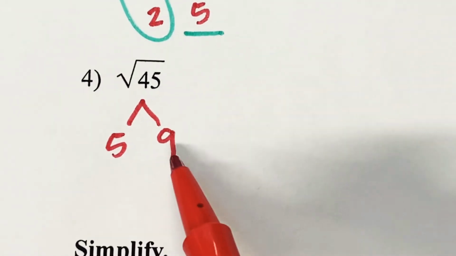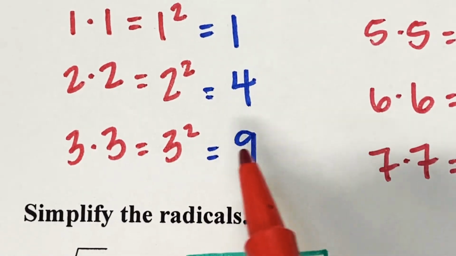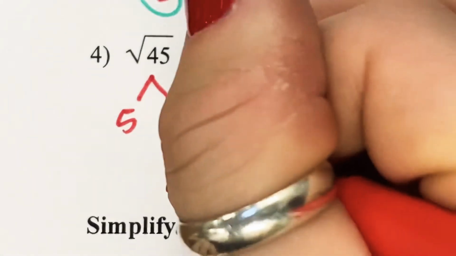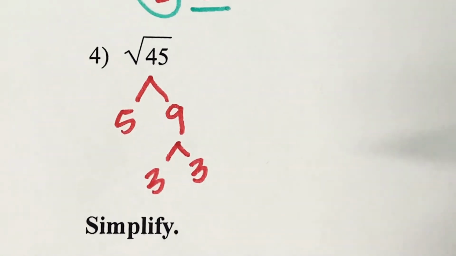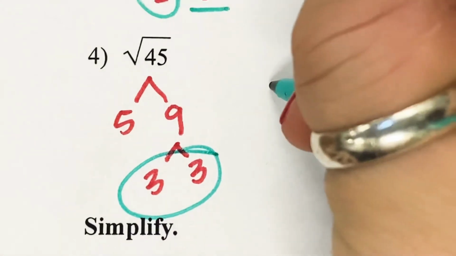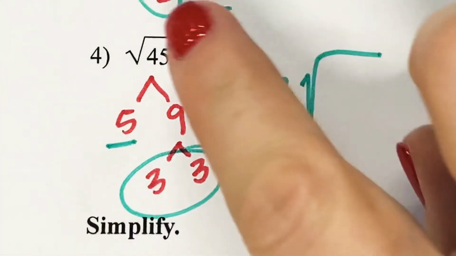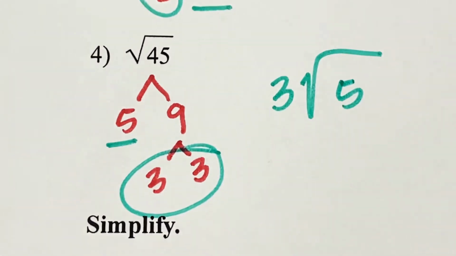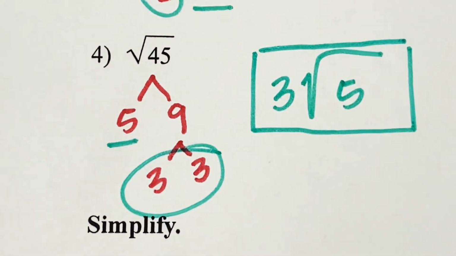And I love 9 because if you look back up at our list, 9 is one of these awesome numbers that gives us an automatic pair that can leave. So in other words, I can break 9 down to 3 and a 3. And what is my number that can pair up and leave? My 3s create that couple. My 5 is the only number that's left since we broke 45 and 9 down. So 5 has to stay inside. My simplified radical is 3 root 5.